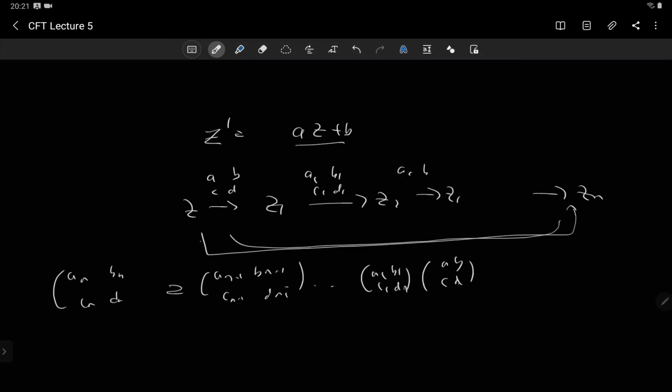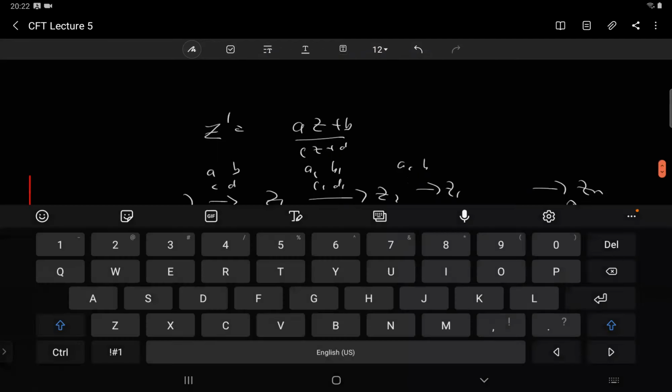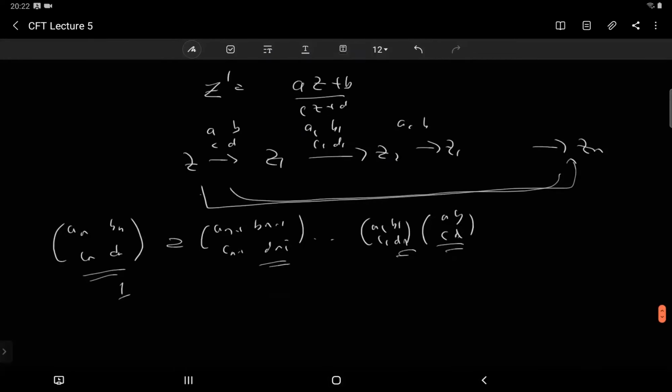Okay, and we know that if all these determinants are 1, then this determinant is also 1, and that is why this forms a group. That means it's still a conformal transform. It's still of the type AZ plus B over CZ plus D, where AD minus BC is 1, even if you do it n times. That property is preserved, right? So it is still of the same form, and therefore it's a group. Okay, you also have to check the inverse, but all of them will be satisfied.